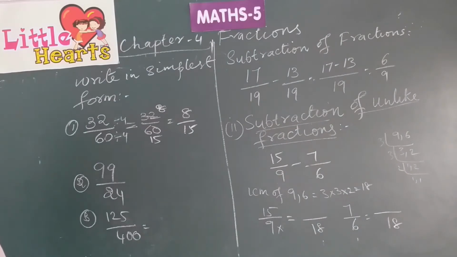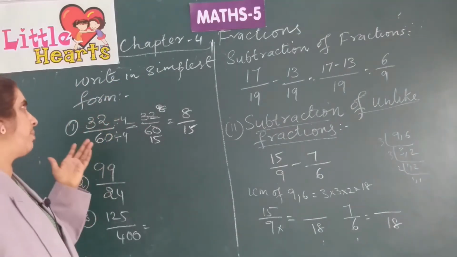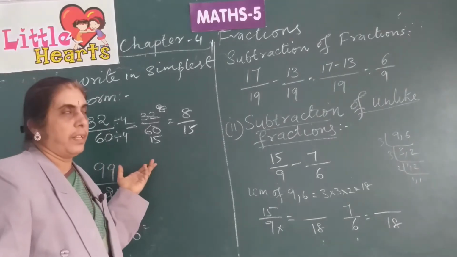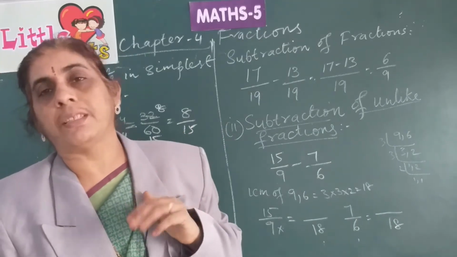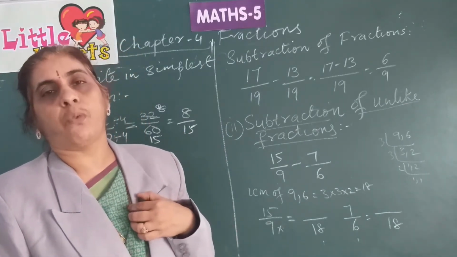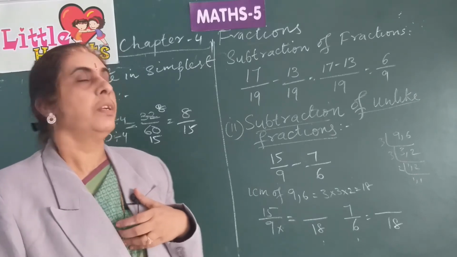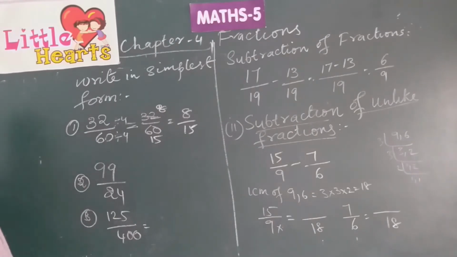Already we have dealt with standard form, here write in simplest form. Both are same. Simplest form means both the numerator and denominator should not have any number other than 1 as a common factor. So 32 by 60, let us reduce into simplest form.